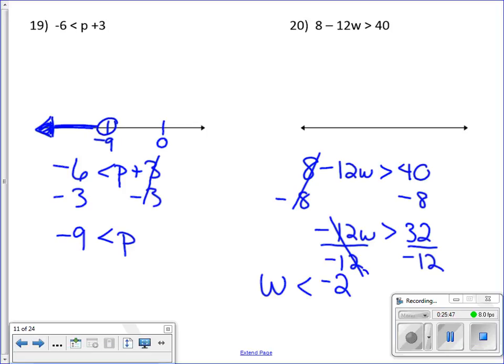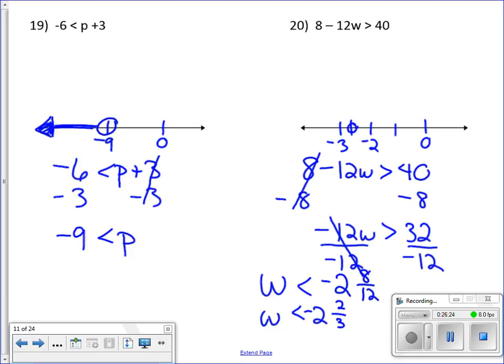2 and 8/12. When I reduce this, this becomes w is less than negative 2 and 2/3, since 2 times 4 is 8, and 3 times 4 is 12. Oh, negative, sorry. Now, the only thing is, I'm not going to have one like that for you to graph. But if we were doing that, if this is 0, 1, 2, 3, negative 2 and 2/3, this would be negative 2. Half would be right about here, and 2/3 would be right about here. So it would be right around in there if we had to graph this way.